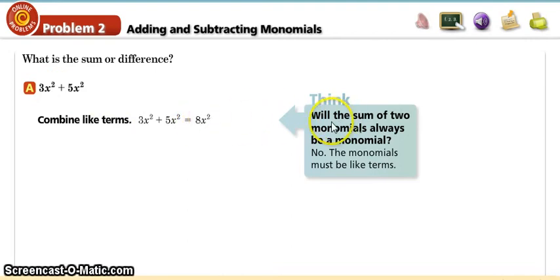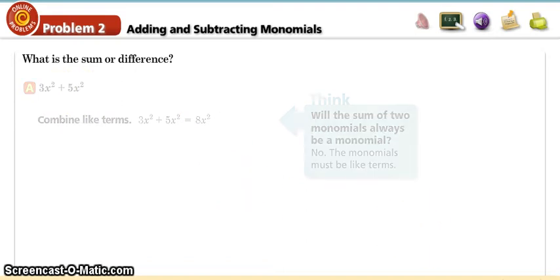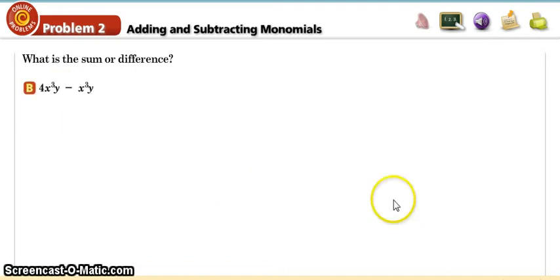Now the question over here is something to think about. Will the sum of 2 monomials always be a monomial? No, the monomials must be like terms. If these are not like terms, then you can't put them together. You would just be finished. In this case, they are, so we could put them together. If they're not like terms, we cannot combine them. All right, so that was a sum example.